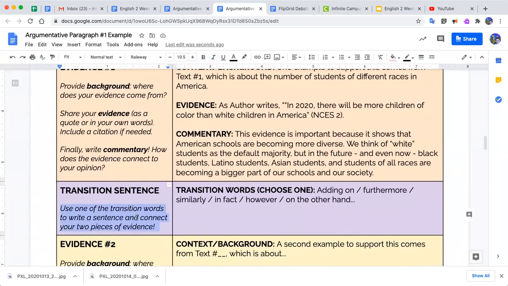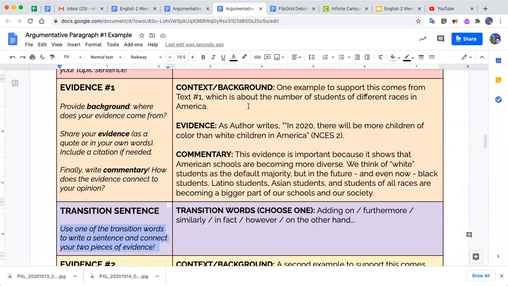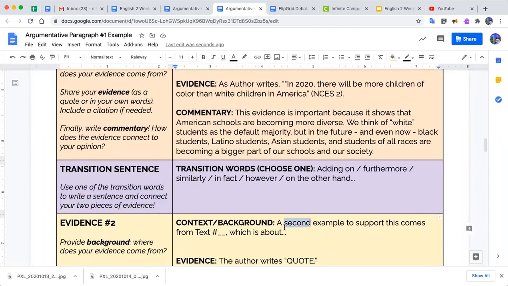You want to use one of these transition words to write a sentence and connect your two pieces of evidence. My first one is about the number of different races in America, and my second one is more about my personal life. In my opinion, these two things come from different perspectives, so the best word here would be "however." But if you have two things that go together, you might say "adding on," or "similarly," or "furthermore." It depends on the connection you find. In my case, my two ideas come from opposite sides, so I'm going to put "however."